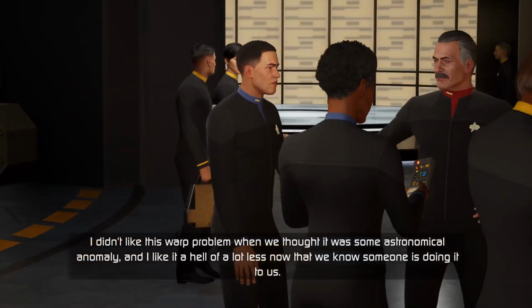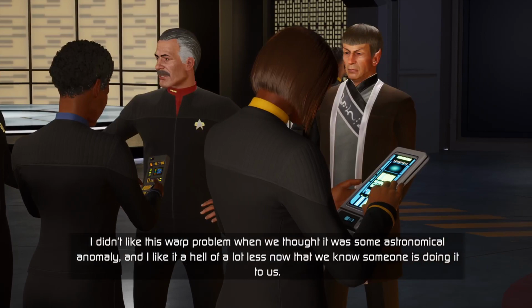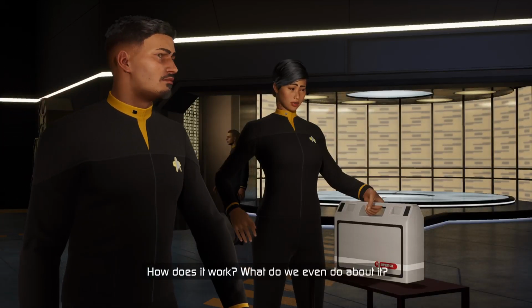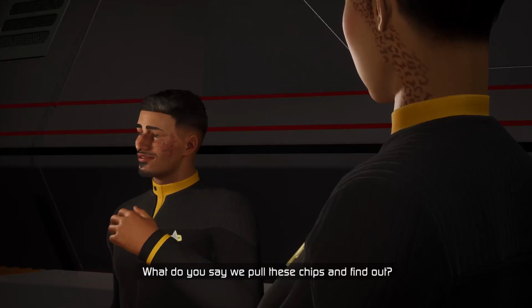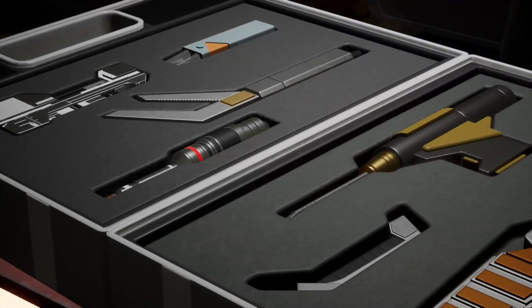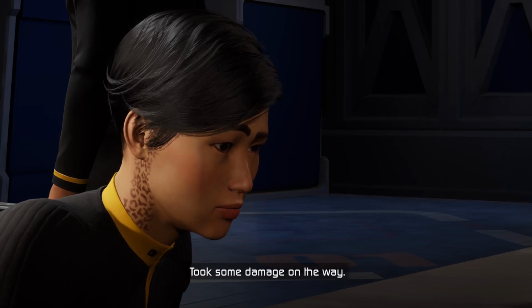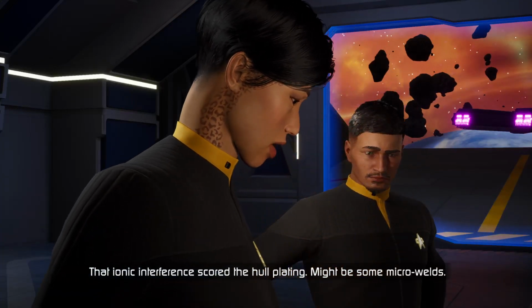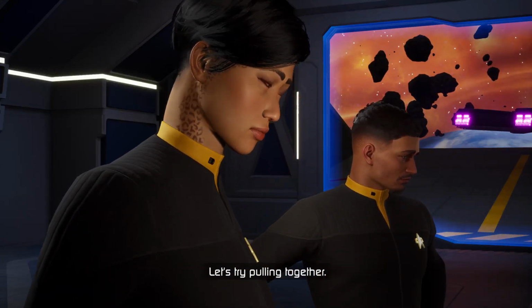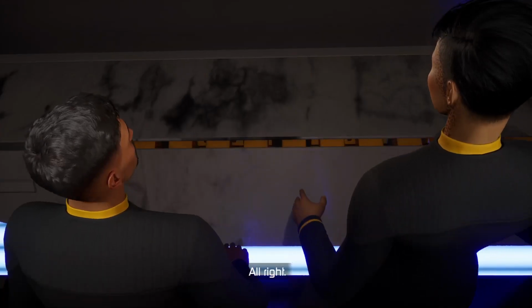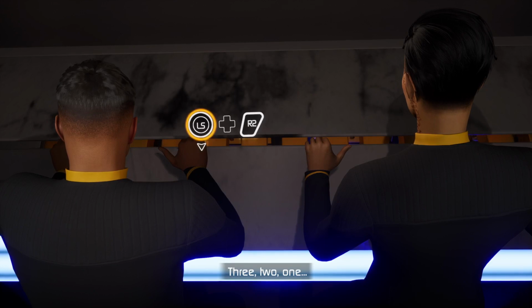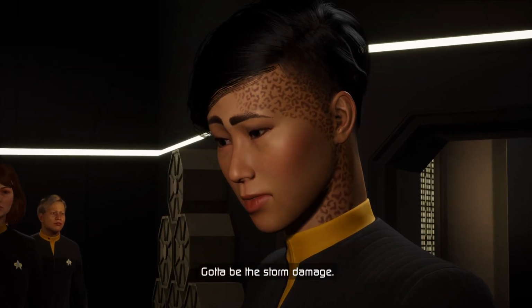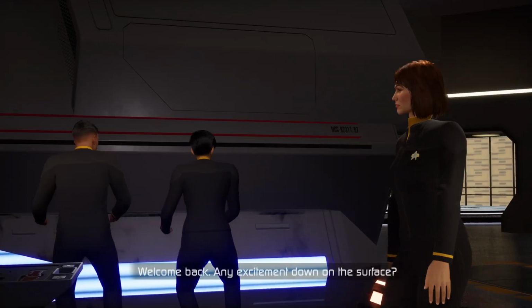I didn't like this warp problem when we thought it was some astronomical anomaly. A lot less now that we know someone's doing it to us. How does this work? What do we even do about it? Let's find out. Looks like some damage on the way. That ionic interference aboard the hull plating. Let's try pulling together. All right. 3, 2, 1. It won't budge. Gotta be damage.